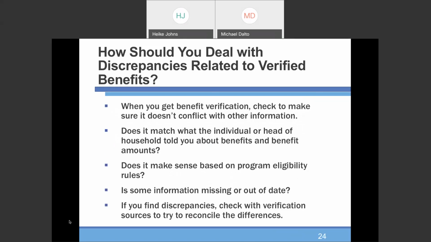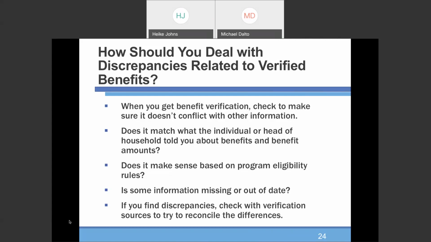So what happens if you get official verification of a benefit and it conflicts with information from other sources? Well, you don't want to assume that one source is correct and the others are wrong. You want to verify this for sure. So if you find that there are conflicts between one source of information and others, then you want to start piecing things together to see what information is actually accurate and what's not.